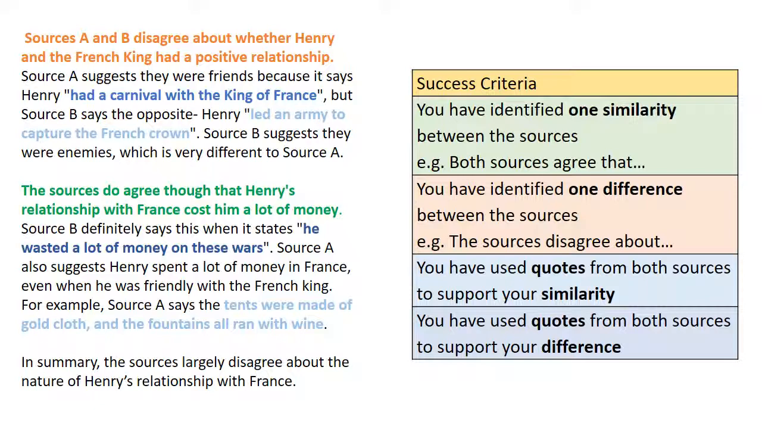The second paragraph is exactly the same, a point followed by small quotes from both sources to help explain that idea. And there's also a final sentence, not a full conclusion, that gives an overall judgment about how similar or how different the sources are.